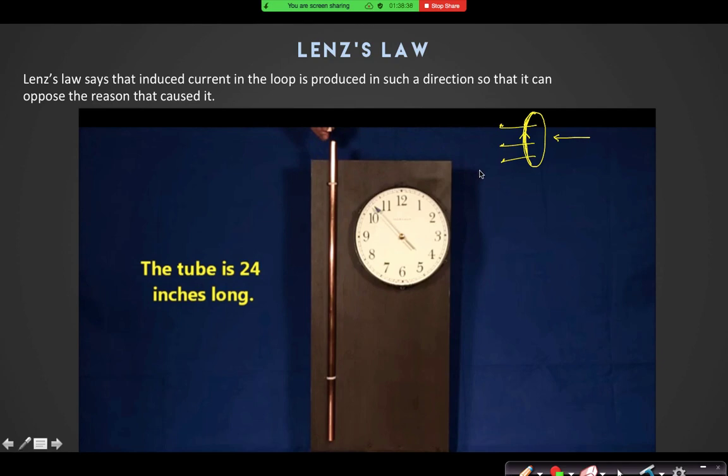Yes, sir. So by bringing that magnet closer to the loop, you are increasing the magnetic field from right to left. And by the produced current you are again increasing the magnetic field in the same direction. Is it in accordance with Lenz's law? No, sir.